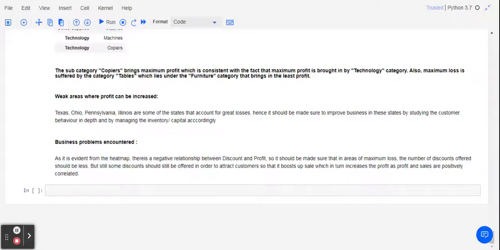So these are the states where there was a maximum loss, and hence it should be made sure that we improve our business in these states by studying consumer behavior or by managing our inventory or the investment that we make here. And some of the business problems that we encountered were that we observed that there was a negative relationship between discount and profit.